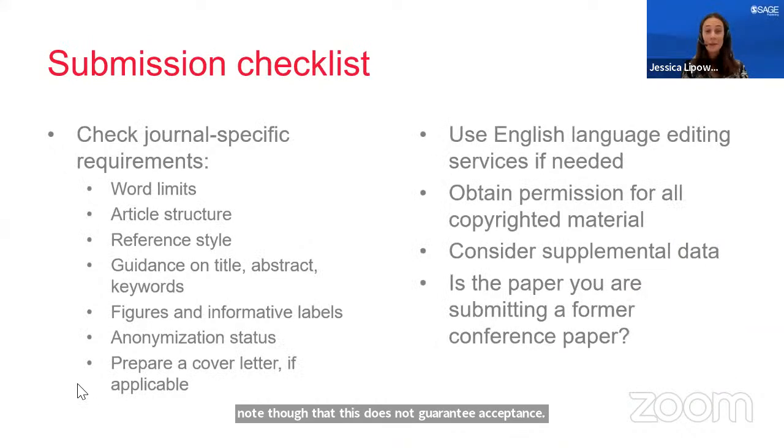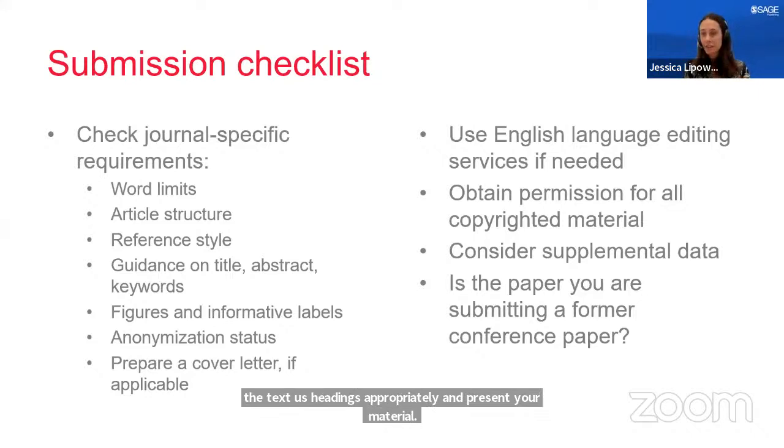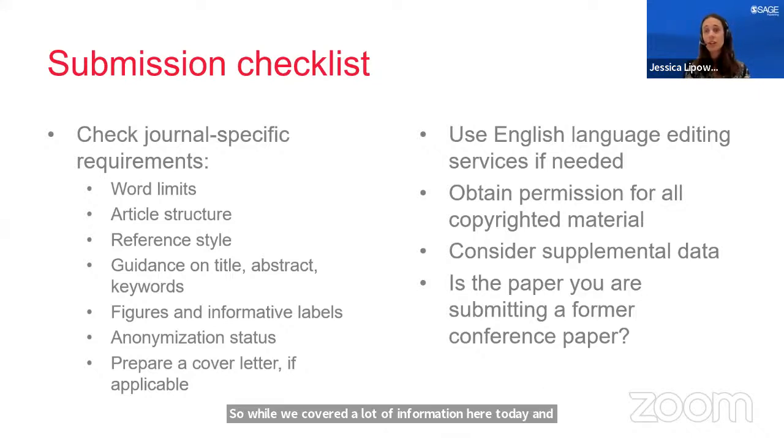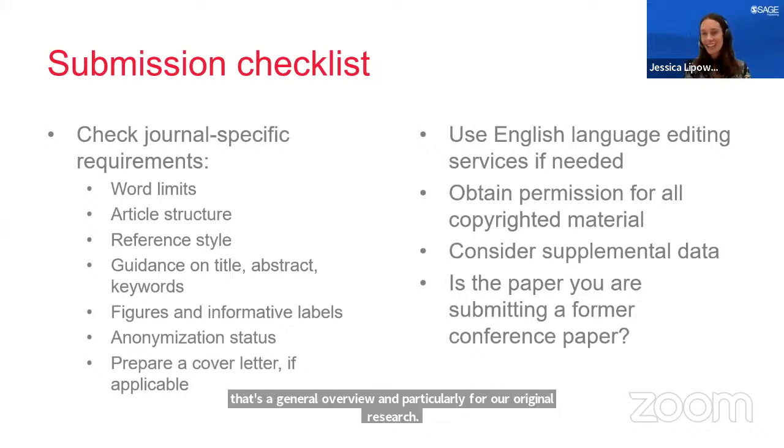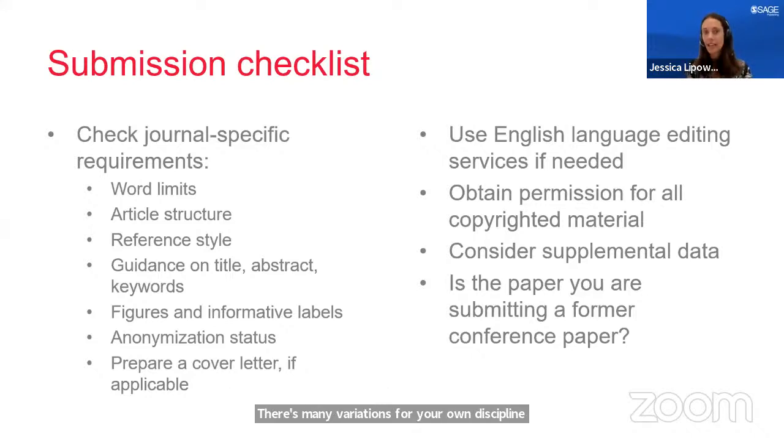You're getting so close and you're almost ready. But as we've been mentioning, the submission guidelines really tell you what the editor wants included, as well as any relevant information about how to structure the text, use headings appropriately, and present your material. While we've covered a lot of information here today, and that's a general overview, particularly for original research, there are many variations for your own discipline, your own field of study, and a particular article type, like a brief report. A brief report might be structured differently than original research.